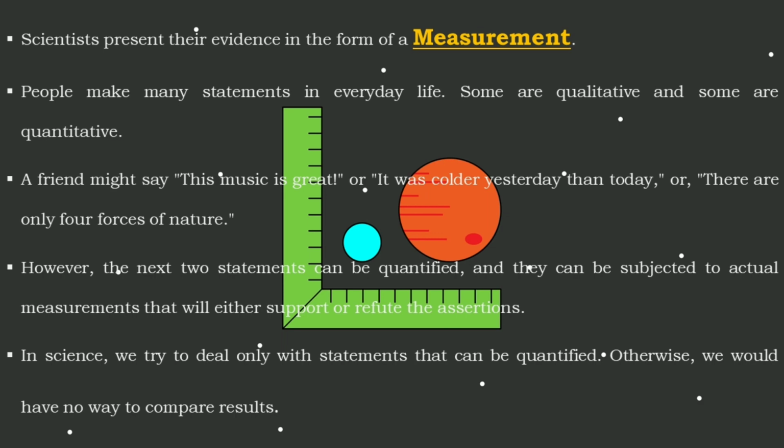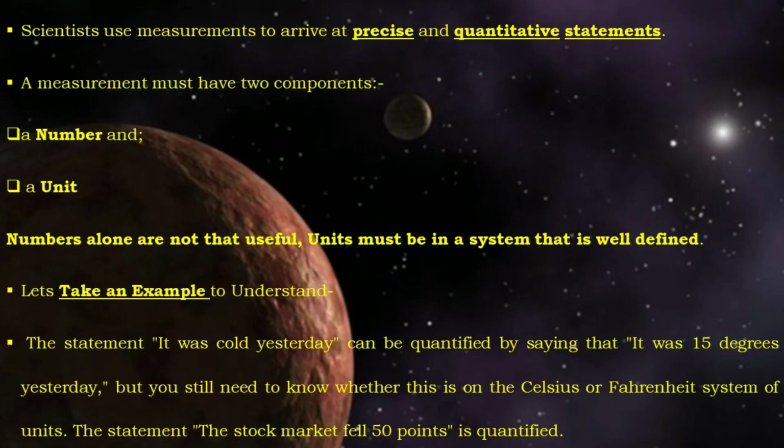Otherwise, we would have no way to compare results. Scientists use measurements to arrive at precise and quantitative statements. A measurement must have two components: a number, and a unit, which specifies the type of quantity that is being counted. Notice that numbers alone are not that useful. Units must be in a system that is well defined.